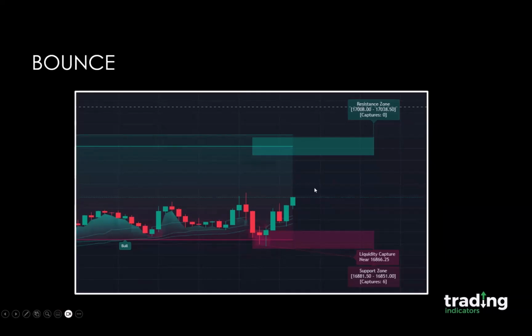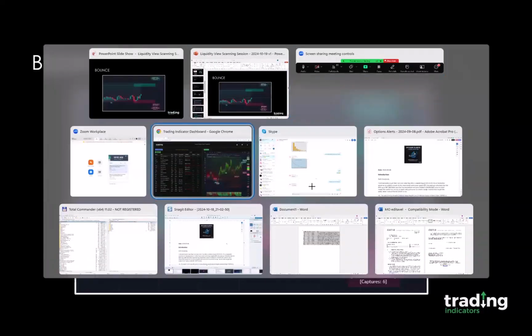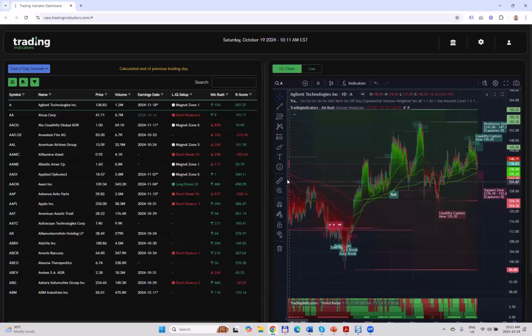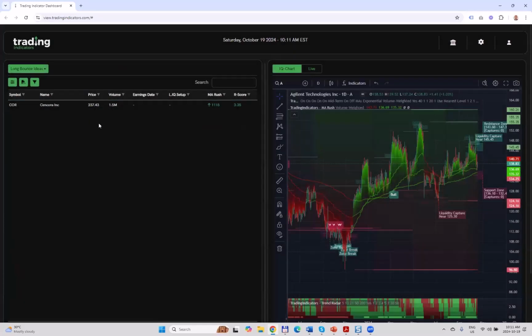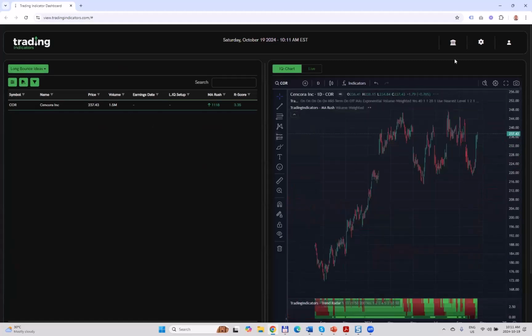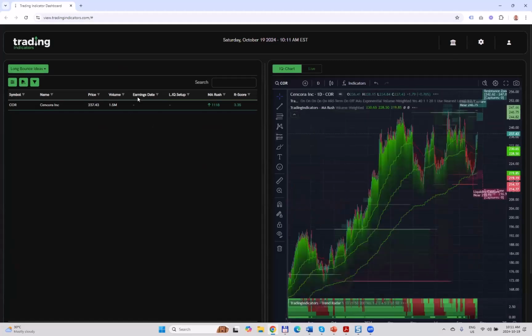Let me quickly switch over to our dashboard because I need to show you something. Last week when we did the scanning session on Saturday, we also looked for bounce setups and we created a watch list, the long bounce ideas watch list, and we found that COR, Sensora Inc. was a potential candidate for a bounce. And I just need to show it to you because this is exactly what this bounce setup is all about.